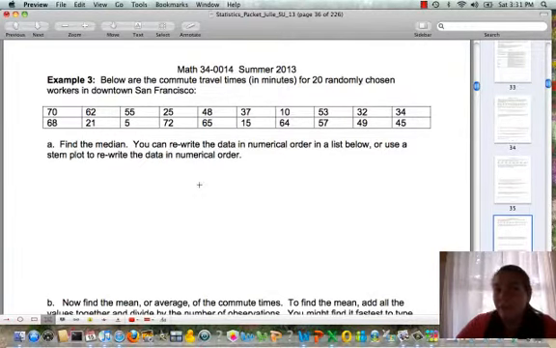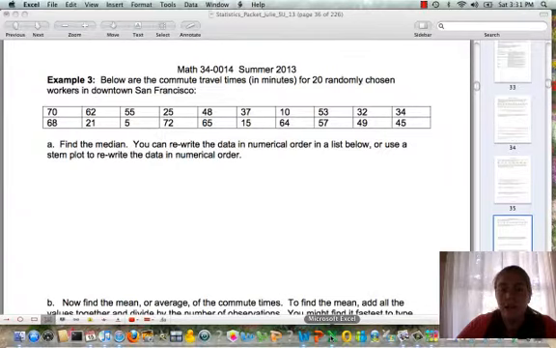So part A asks us to find the median. We know from the last example that the median is the midpoint. Or make a stem plot down below. I'm going to actually go ahead and use Excel.